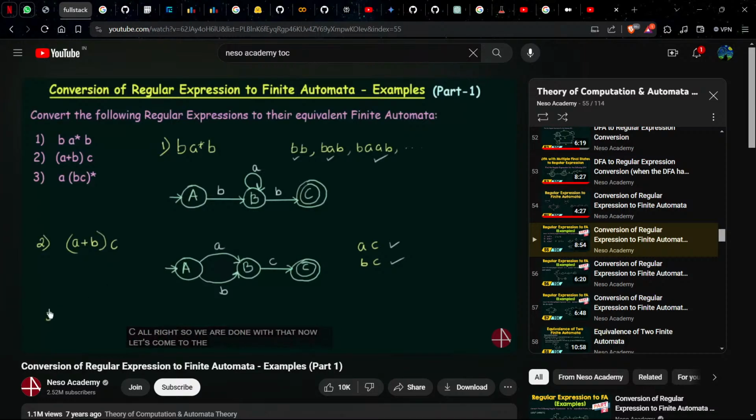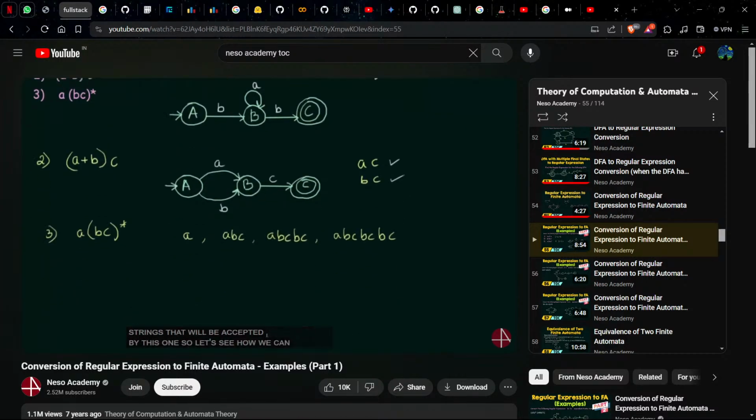Now let's come to the next one, number 3, which is a(bc)*. Before we design the finite automata for this, let's see what kind of strings are accepted. This means a and the closure of bc. That means a followed by any number of bc. This group bc can be 0 or more. So it may be just a by itself, because bc could be 0. Or it could be abc with one bc, or abcbc with two bc's, or abcbcbc with three bc's. So these are the kind of strings that will be accepted.